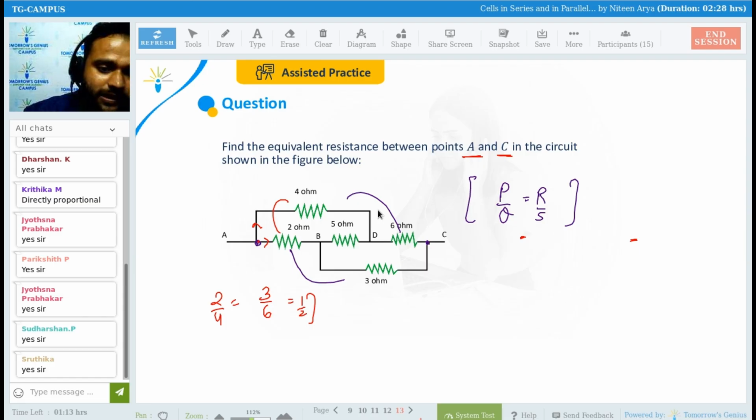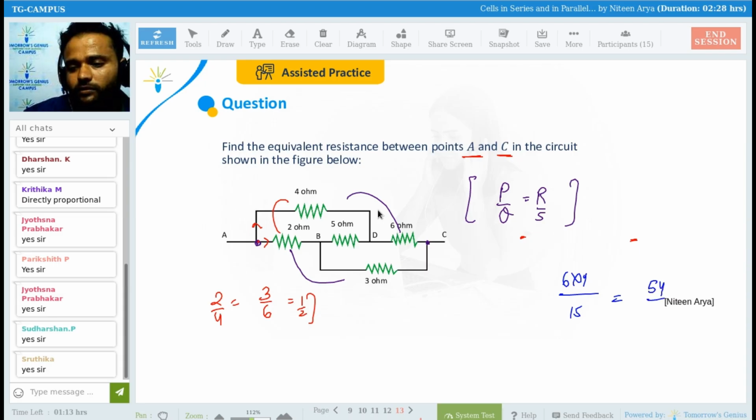Because Parikshit solved in this manner. I know this. 2 by 4, then 3 by 6, 1 by 2, 1 by 2. So 2, 4, easily. 6 and 3, 6, 9. And 9 plus 6, 15. So 6 into 9, how much is it? 63, not 54. Okay, but this is not the right case.